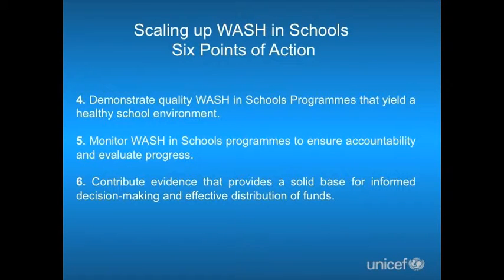Fourth, we need to demonstrate quality WASH in Schools programs, which lead to a healthy school environment and which generate a local evidence base as well. Fifth, we need to monitor our WASH in Schools coverage so that we can show the progress and share the accountability among us. And the sixth, contribute to the evidence base that forms a solid foundation for making informed decisions for policy makers to effectively distribute funds. So if in our WASH in Schools programming we are handling those 6 action points, I believe we are ready and we can scale up at the national level.